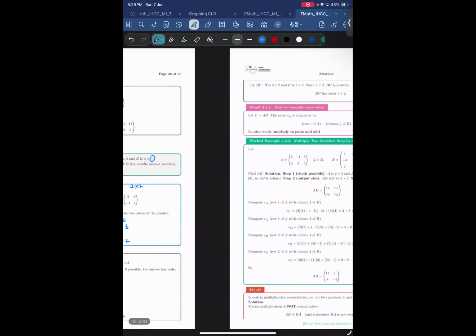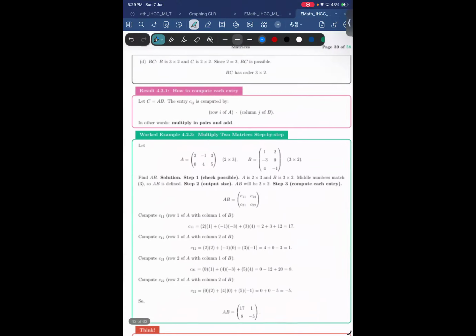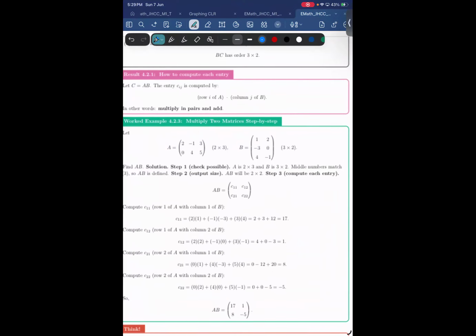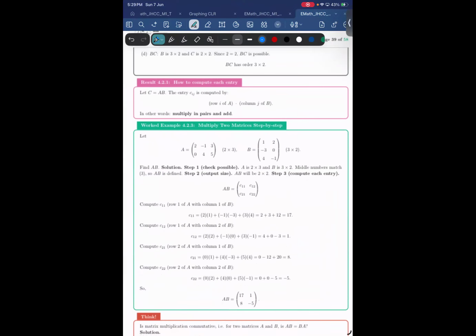Next we look at how to compute a matrix product. The condition must be satisfied first: the number of columns of the first matrix equals the number of rows of the second matrix. Once you can, then you can multiply. If you have a matrix C, which is the product of A and B, then each entry of the matrix C is essentially row i times column j. So the first row, first column entry is the first row of matrix A times the first column of matrix B.